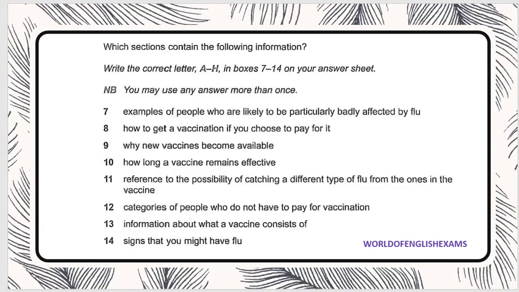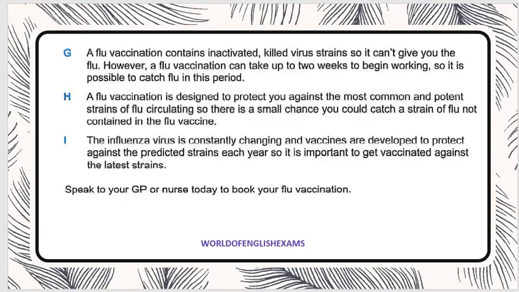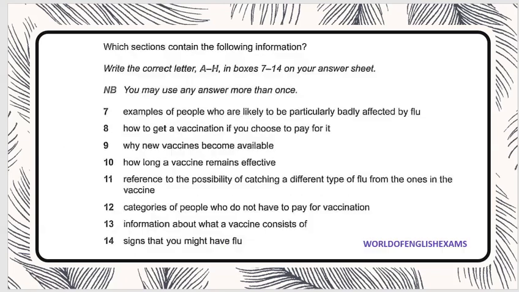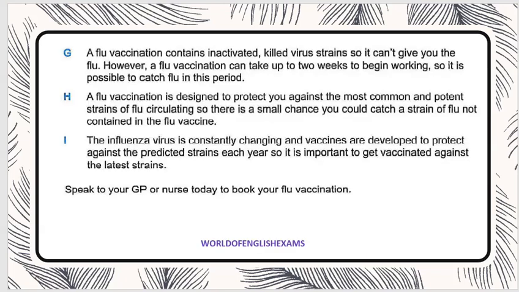Then reference to a possibility of catching a different type of flu. Did we get any meaning called different type of flu? No. Then what about 12th one? Yes, we have already found that. Then 13th question, information about what a vaccine consists of. Yes, so a vaccine consists of inactivated and killed virus strains. So the answer for the 13th bit is G. Okay, let's continue reading it.